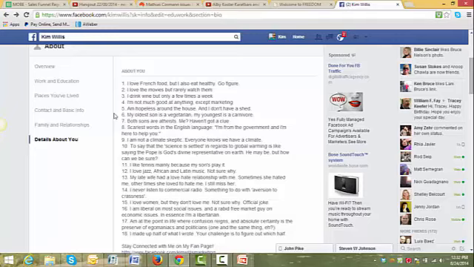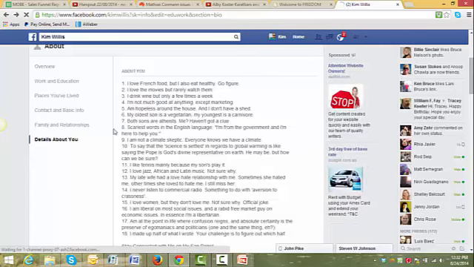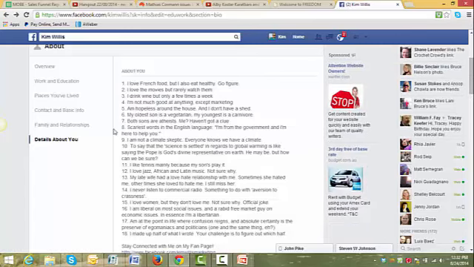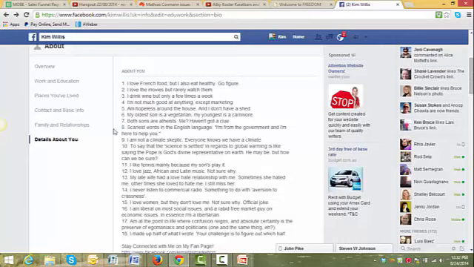I love French food, but I also eat healthy. Go figure. See, adding a couple of words like that might put a wry smile on someone's face. I love the movies, but rarely watch them. Well, that's not quite true. I do actually watch a lot of movies, but that's from home. What I meant to say was that I love going to the movies. I like the whole experience of going out. And since my wife died, I just don't do that.